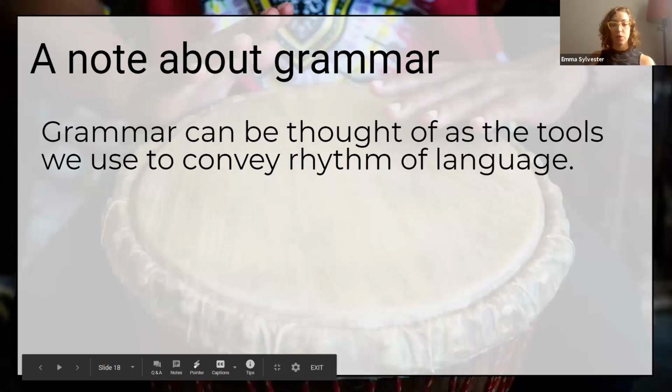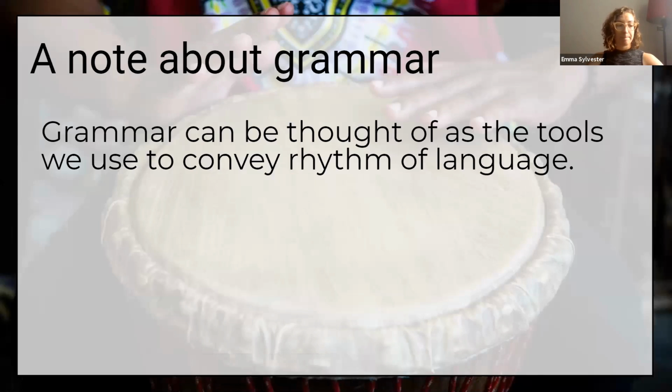I'm just going to do a note about grammar. We could go on about grammar for a really long time. We could talk about all kinds of stuff, but I don't want the focus of this presentation to be grammar. Grammar can be thought of as the tools we use to convey a rhythm of language. Part of the reason, as I mentioned before, when we read out those comma-spliced sentences, the rhythm was implied with the comma, and so it was harder to identify the error there.